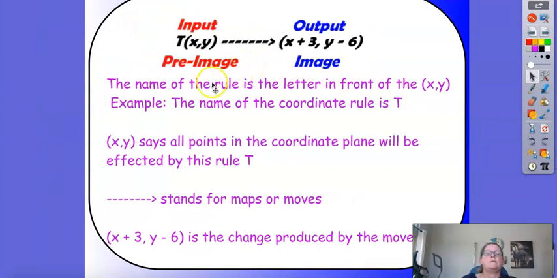So for this one, I'm just going to go over it again. The name of the rule is the letter in front of the x and the y. So this one, the coordinate rule is T. X and y says all the points will be affected by this rule. The little arrow stands for maps or moves. The x plus 3, y minus 6 is the change produced by the movement.